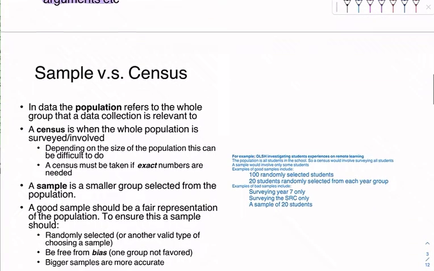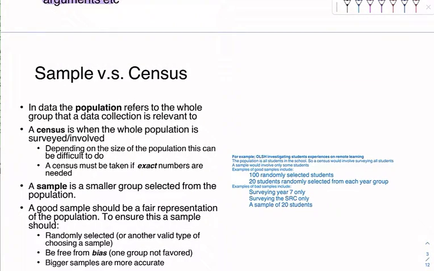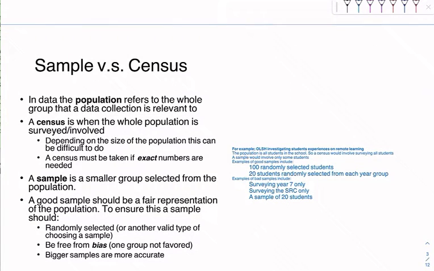So we're looking at a sample versus a census. Now, I don't know why that went so small. I might zoom in when I go over it there.